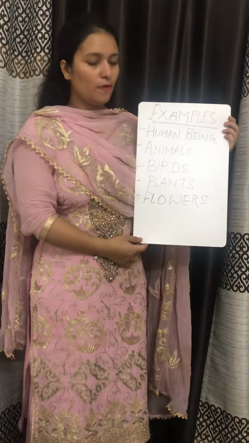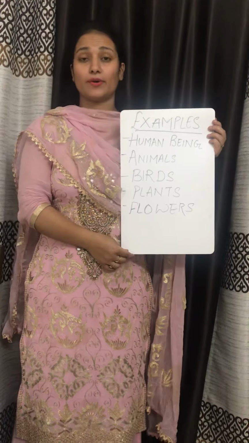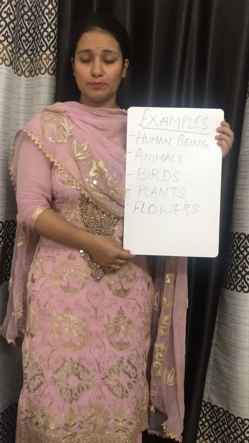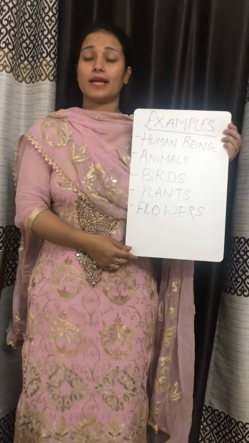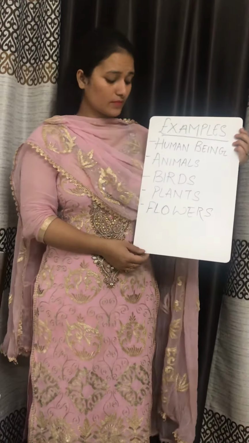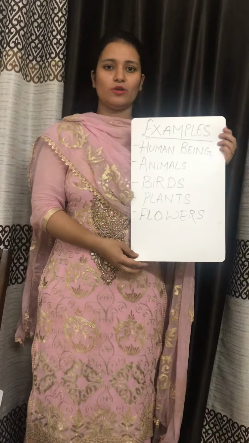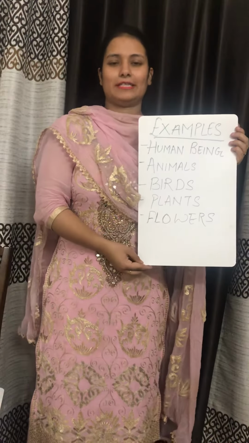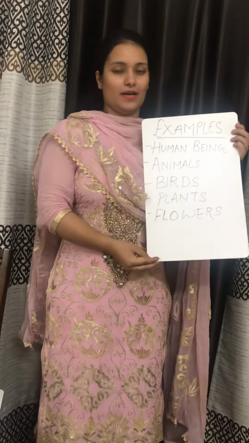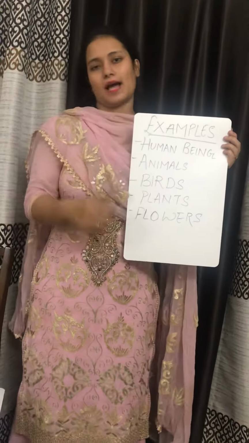Then come to plants. Plants are also an example of living things because they grow, they need food, they reproduce. And what is the food of plants? They need sunlight and water. Then come to flowers. Flowers are also an example of living things because they grow, they need food, they breathe, they reproduce. I'll give you an example of the movement of plants and flowers.